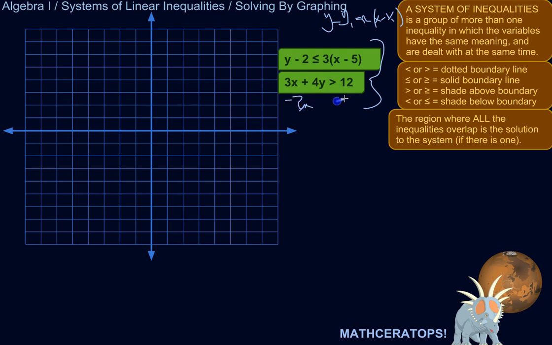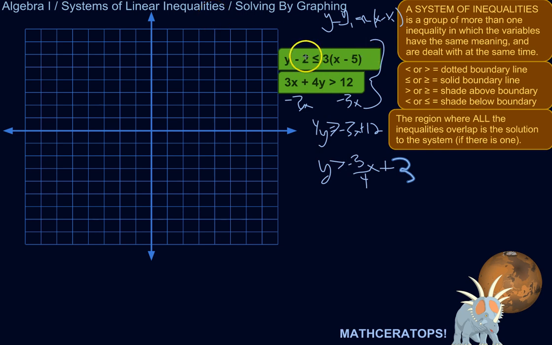Subtract 3x from both sides. So I've got 4y is greater than negative 3x plus 12. And then I'm going to divide both sides by 4. So I've got y is greater than negative 3/4 x plus 3. I've just rearranged this into slope-intercept form to make it easier for me to graph.